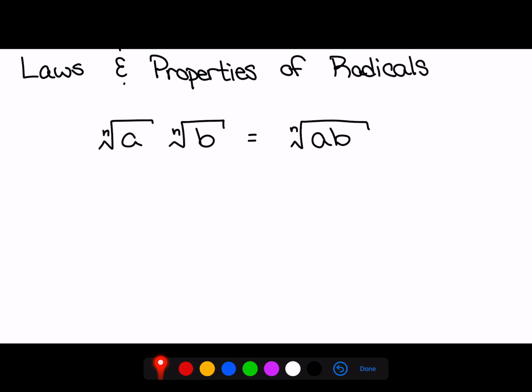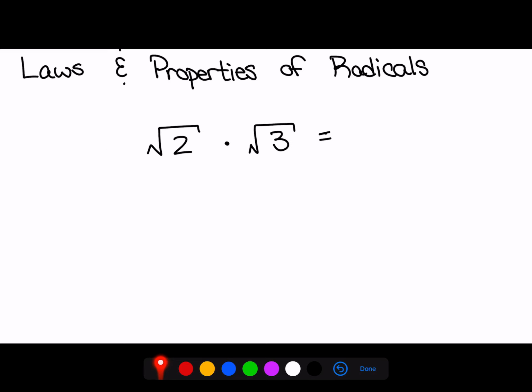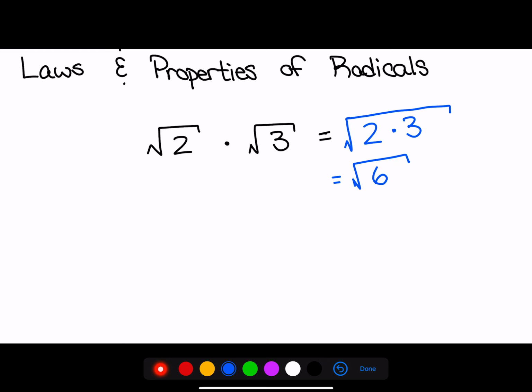If I have these two that have the same nth root, then I can just multiply the numbers underneath and put it all underneath 1. So let's go ahead and try that out. Square root of 2 times the square root of 3. Both of these are the square root because there's nothing there. So I can go ahead and combine these underneath the same one. So this is the same as the square root of 2 times 3. And I know 2 times 3 is, of course, 6. So that's our answer.